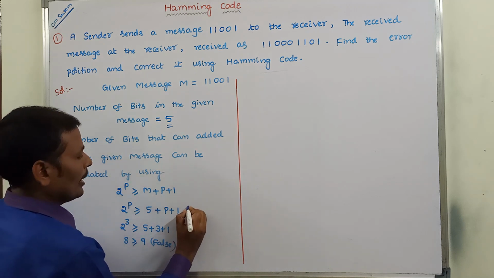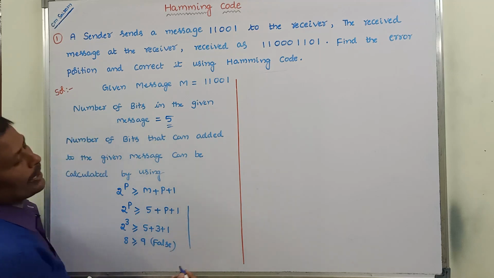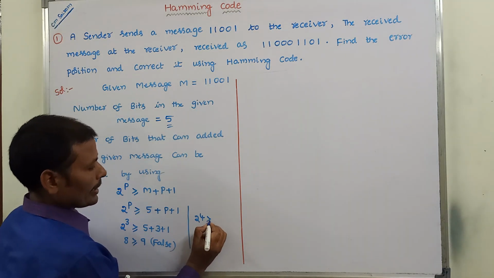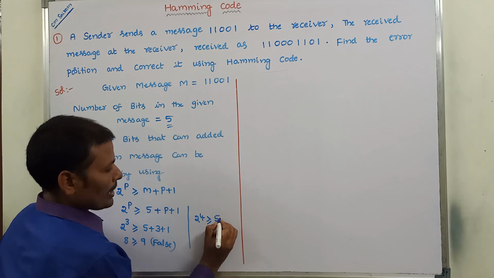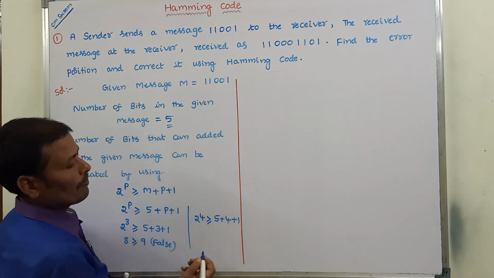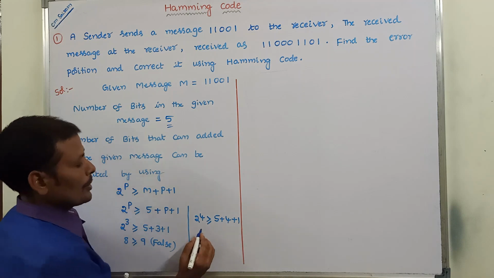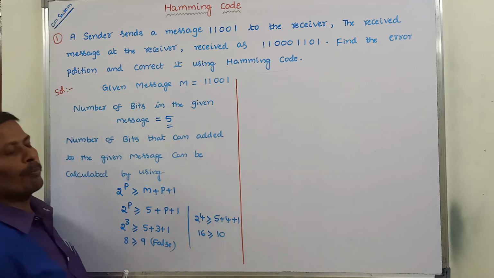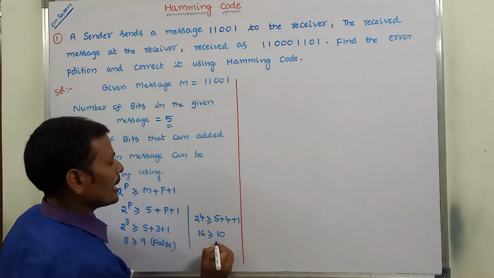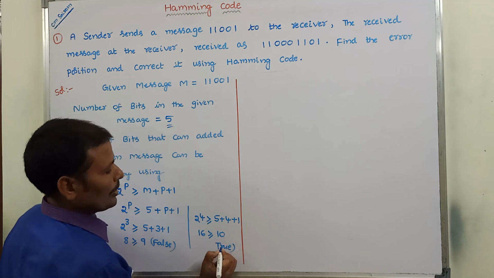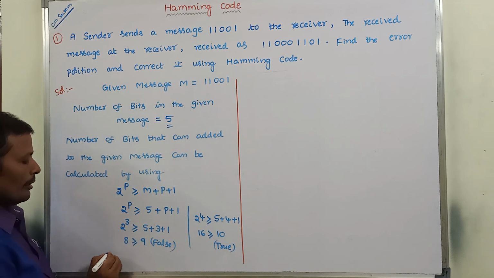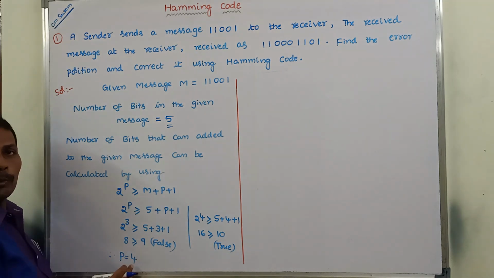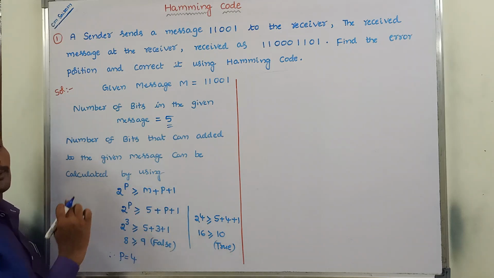Next I take the p value as 4. So now 2 power 4 greater than or equal to 5 plus 4 plus 1, m value 5, p value 4. 2 power 4 is 16. 16 greater than or equal to 5 plus 4 plus 1, that is 10. 16 greater than or equal to 10, that is true. So therefore, we can say that the p value is equal to 4. At p equal to 4, this condition becomes true.